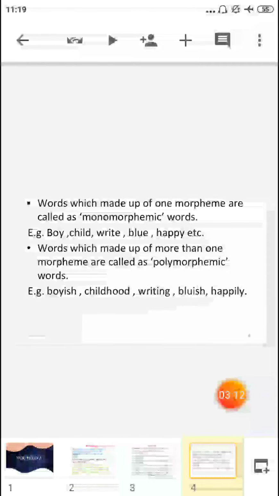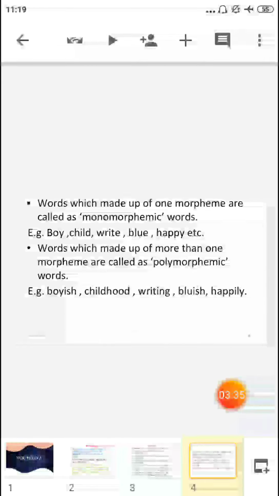Words which are made up of one morpheme are called monomorphic words. Mono means one. For example, boy, child, write, blue, happy, etc. There are lakhs of words which are made up of one morpheme.